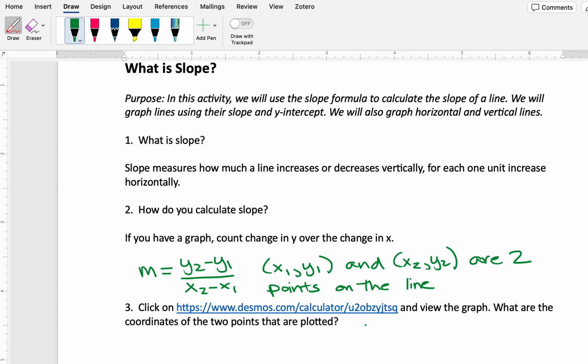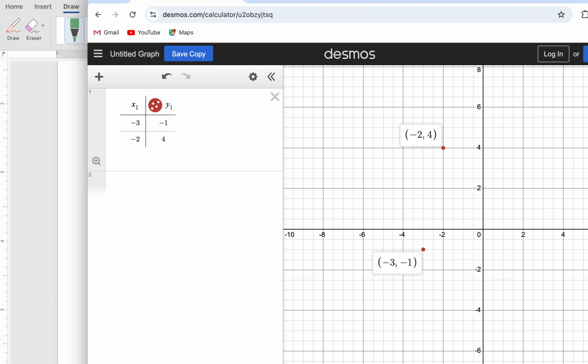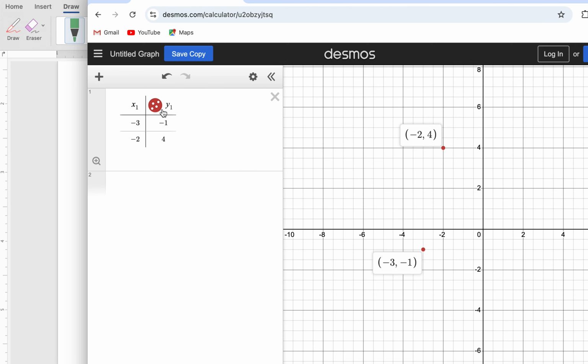So let's look at an example here. You're going to click on this decimal link and it's going to bring up a calculator. It looks like this. The question is, what are the coordinates of the 2 points that are plotted? As you can see, the points are listed in this table on the left. So we have x is -3, y is -1. I can also find the coordinates by clicking on those points like we've done previously.